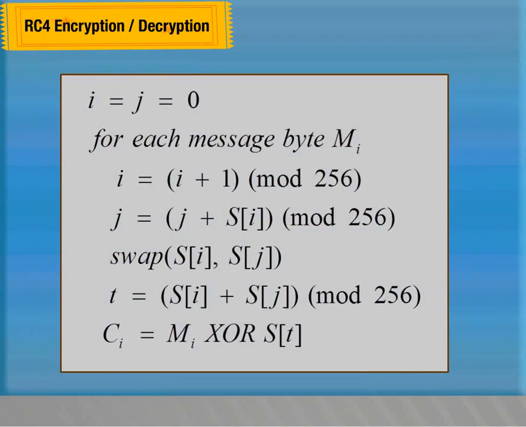i = j = 0. For each message byte mi, i = (i + 1) mod 256, j = (j + s[i]) mod 256, swap s[i] and s[j], t = (s[i] + s[j]) mod 256, ci = mi XOR s[t].